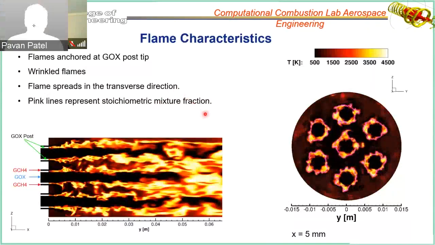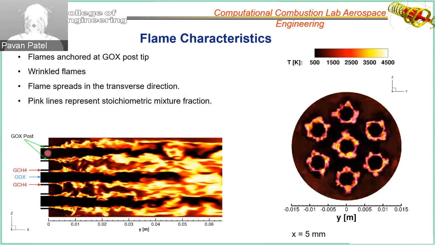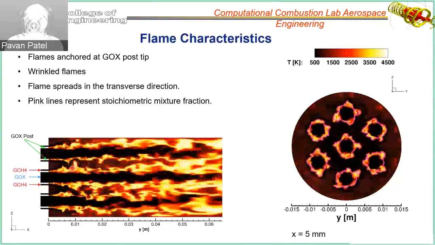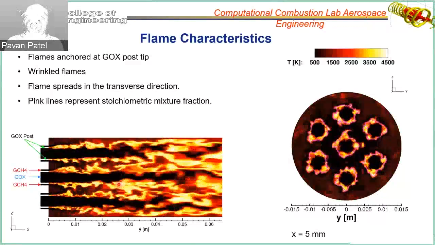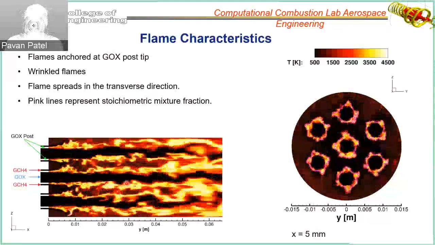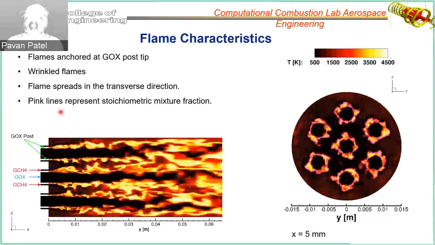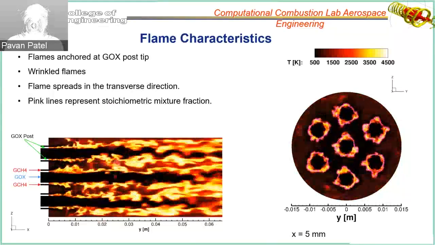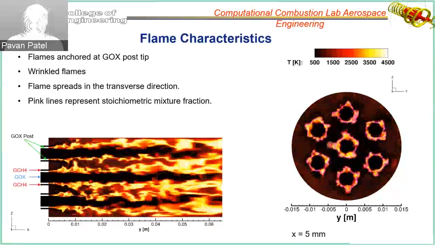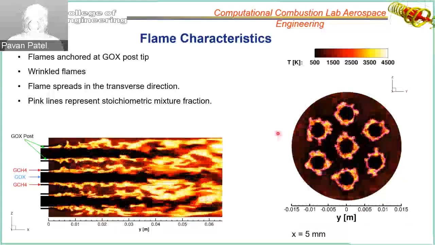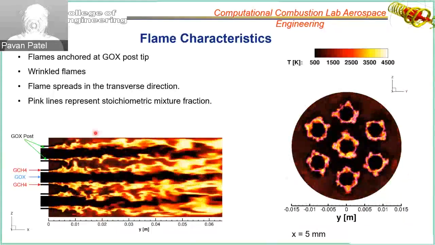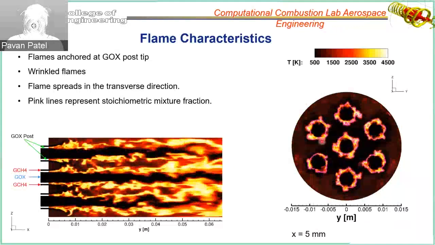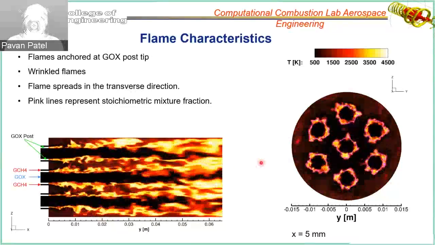All right, so let's begin with the flame characteristics. The flame is anchored at the GOX post, and it's important that the flame is anchored at the GOX post so that we have stable combustion. Another thing we noticed is the flames are wrinkled. This wrinkling is due to the turbulent shear layer, and we'll see that again in the coming slides. This turbulent shear layer is also spreading the flame in the transverse direction. And this, by the way, is a slice of the 3 injectors here, normal to the Y plane. It's not the full chamber, just a little piece of the slice. And these pink lines here represent the stoichiometric mixture fraction.